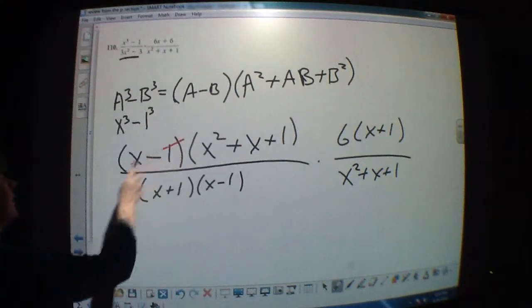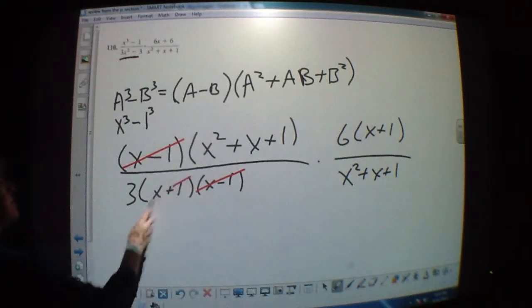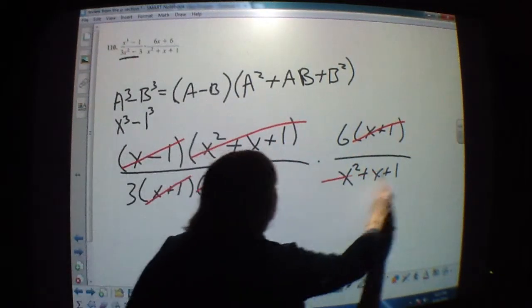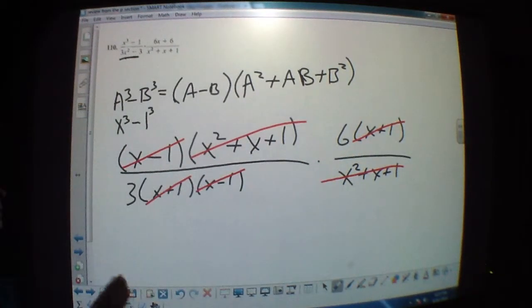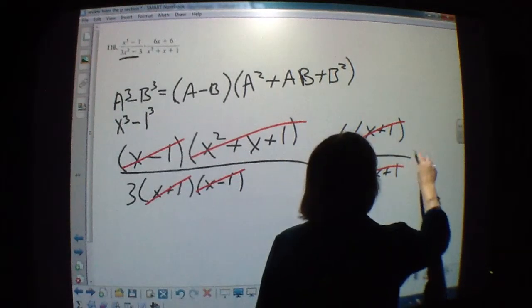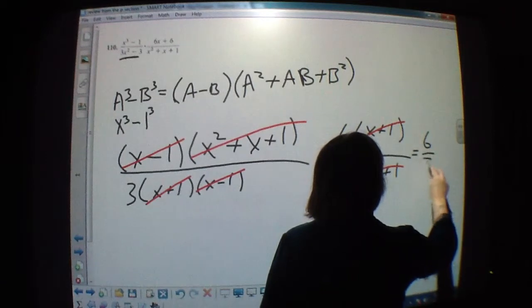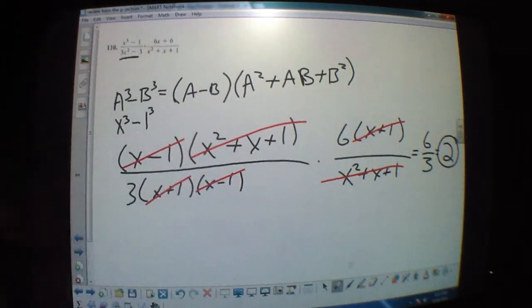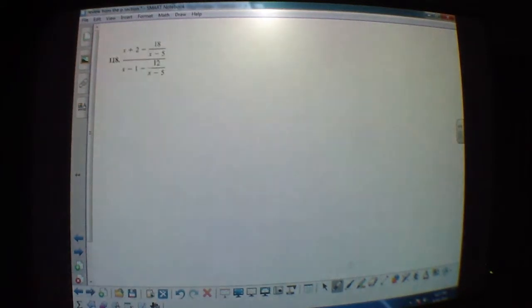Let's simplify. x minus 1 cancels with x minus 1, x plus 1 with x plus 1, your x squared terms cancel, and I'm left with 6 over 3, which is 2. Done. Very last one.